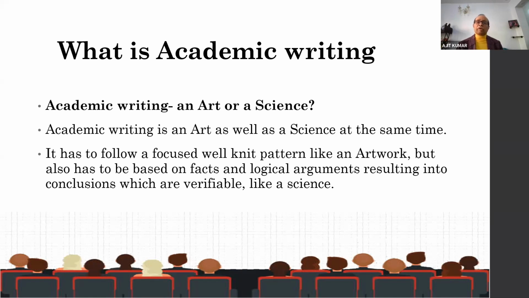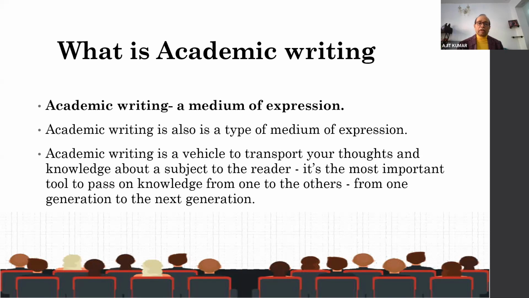I know what is writing. Writing is a medium of expression, and academic writing is also a medium of expression of your knowledge. The way you transport your knowledge, this provides you the vehicle. Through academic writing, you convey whatever you have acquired as your knowledge, whatever are your comments on anything, whatever is your line of thinking, whatever are your arguments. So, this is the way academic writing becomes a vehicle to convey knowledge from one person to the other, or maybe from one generation to the other also.